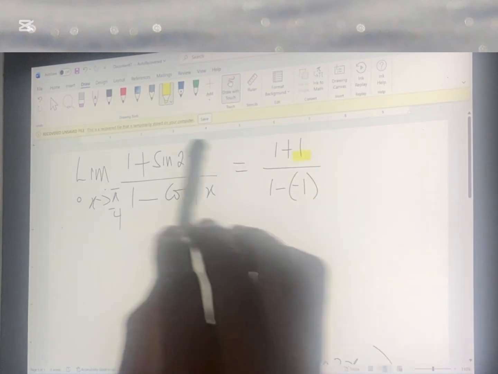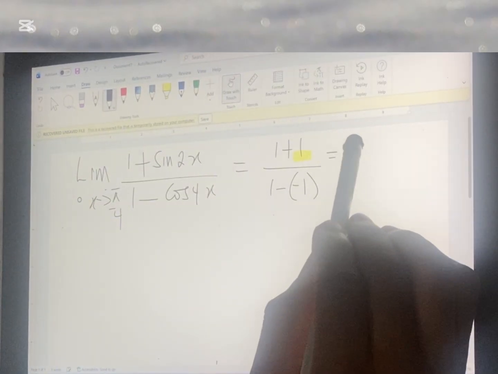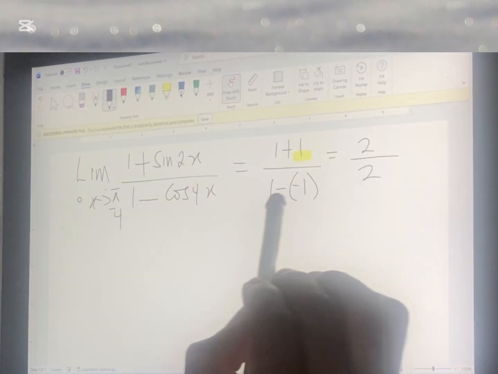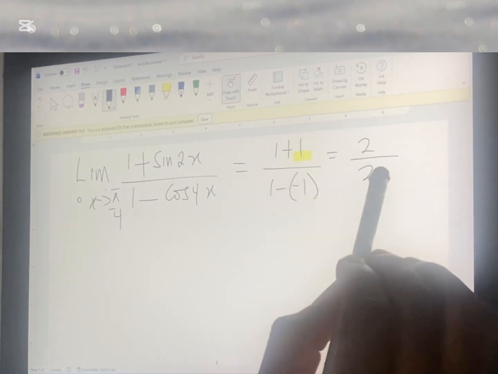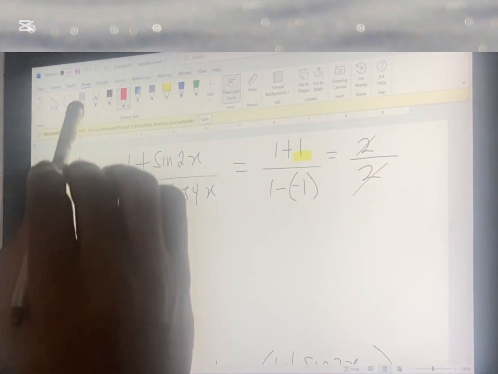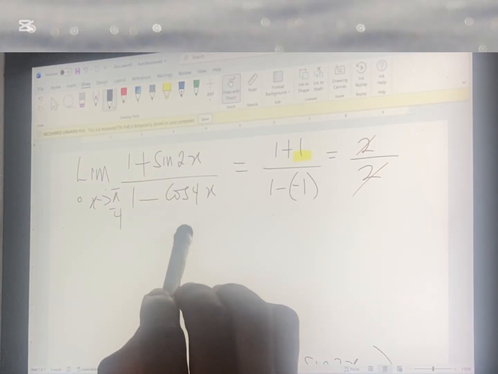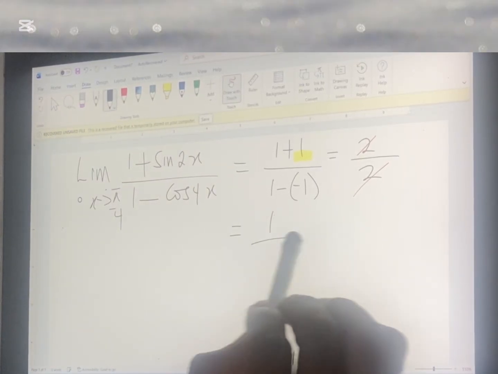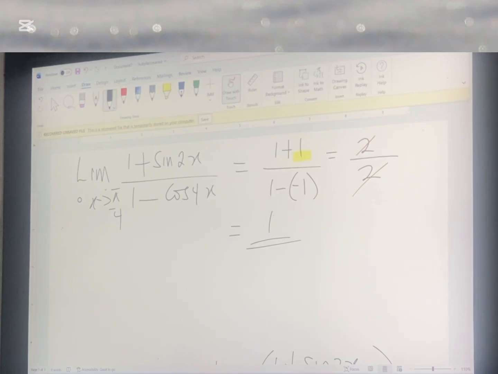So our total answer here, class, will be equal to 2 over 2. Minus minus is plus. 1 plus 1 is 2. So this guy cancels this guy. Our answer will be equal to 1. Okay, so this is how we solve limit by direct substitution.